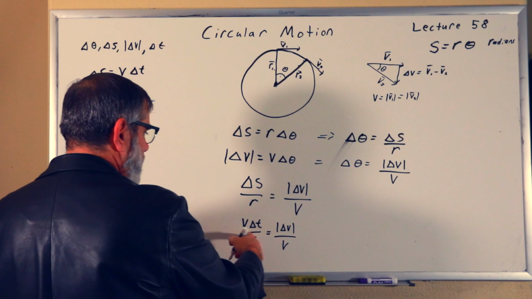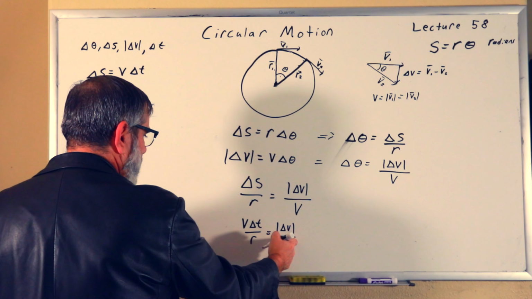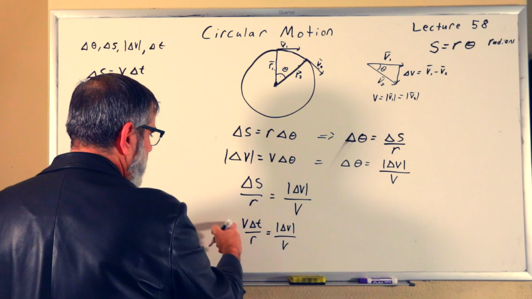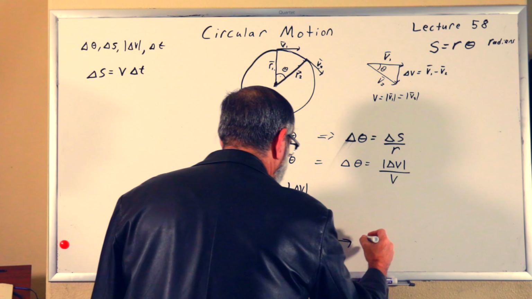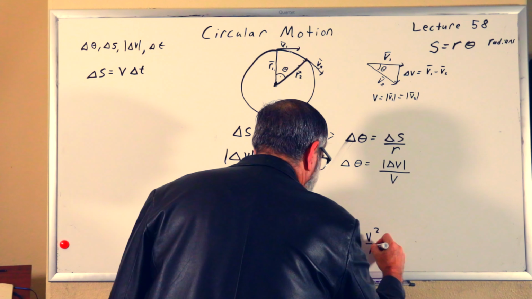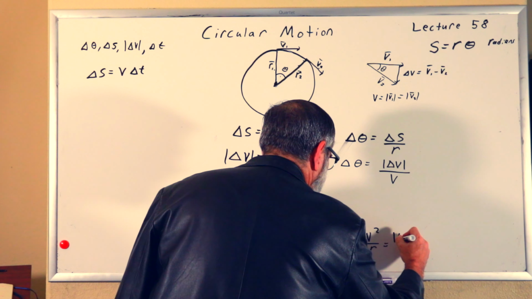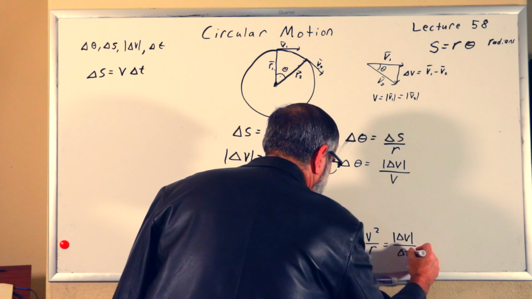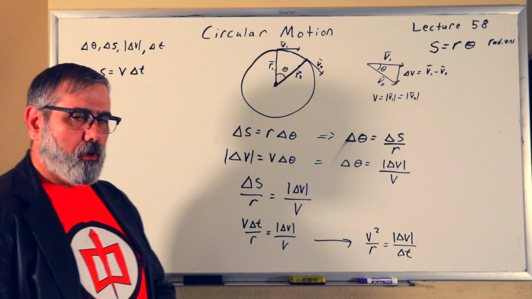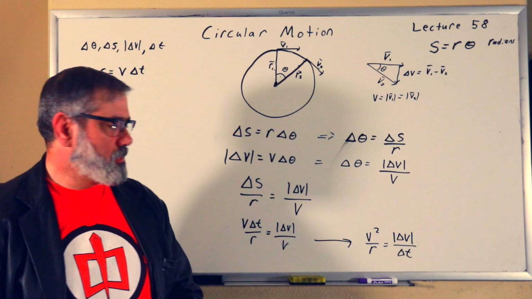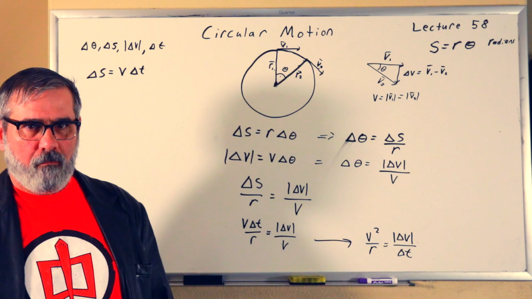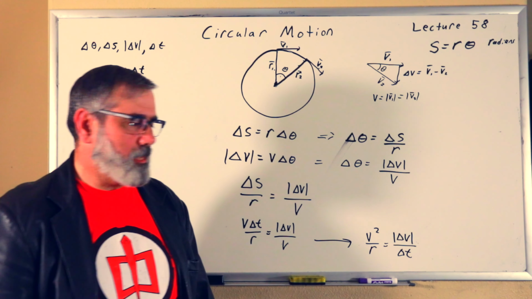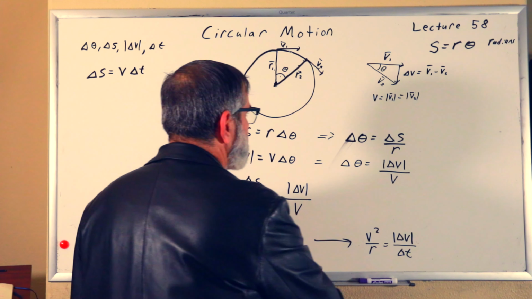If I move things around, I move the delta t underneath the delta v here, and I move this v up here, this will lead us to v squared over r equals delta v over delta t. Well, what do we call a change in velocity divided by a change in time? Is it acceleration? It is acceleration, yes. This is an acceleration, and this is a specific kind of acceleration.